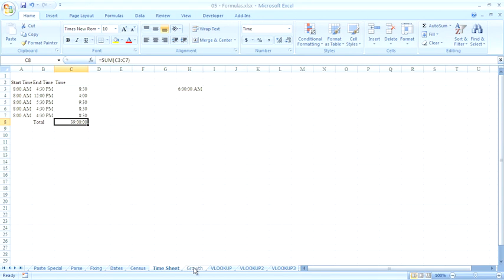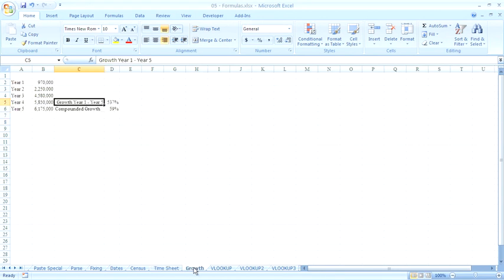Let's move on. We'll go to the next worksheet. Now here I want to do a quick review about one of Excel's operators that you might not be familiar with. This is the exponents.